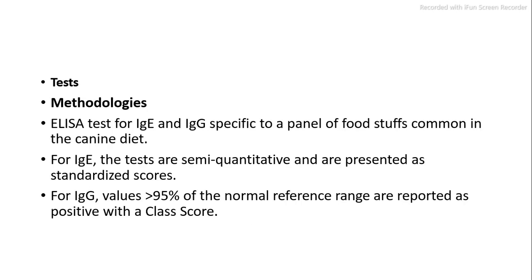Tests, methodologies: ELISA test for IgE and IgG specific to a panel of foodstuffs common in the canine diet. For IgE, the tests are semi-quantitative and are presented as standardized scores. For IgG, values above 95% of the normal reference range are reported as positive with a class score.